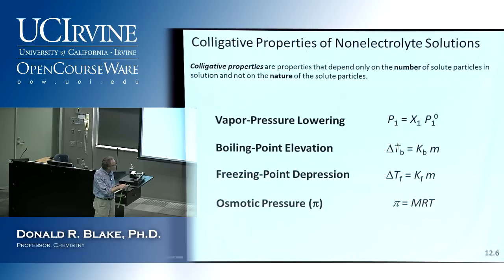Boiling point elevation, this is for non-electrolytes. Delta TB is equal to KBM. Freezing point depression, same thing, and osmotic pressure. Okay, you've gotten all these. I'm just reminding you.